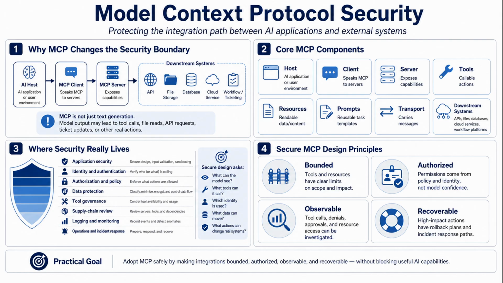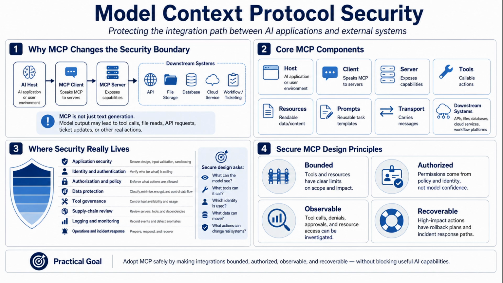MCP security is not only model security. Prompt wording can help guide behavior, but it is not a reliable security boundary. The important controls lie across application security, identity, authorization, data protection, tool governance, supply chain review, logging, monitoring, and operations. A secure design asks what the model can see, what tools it can call, which identity those calls use, what data can move, and what actions can change real systems.